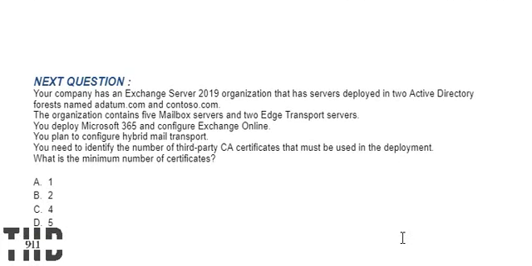The next one. Your company has an Exchange Server 2019 organization that has servers deployed in two Active Directory forests named adatum.com and contoso.com. The organization contains five Mailbox servers and two Edge Transport servers. You deploy Microsoft 365 and configure Exchange Online. You plan to configure hybrid mail transport. You need to identify the number of third-party CA certificates that must be used in the deployment.